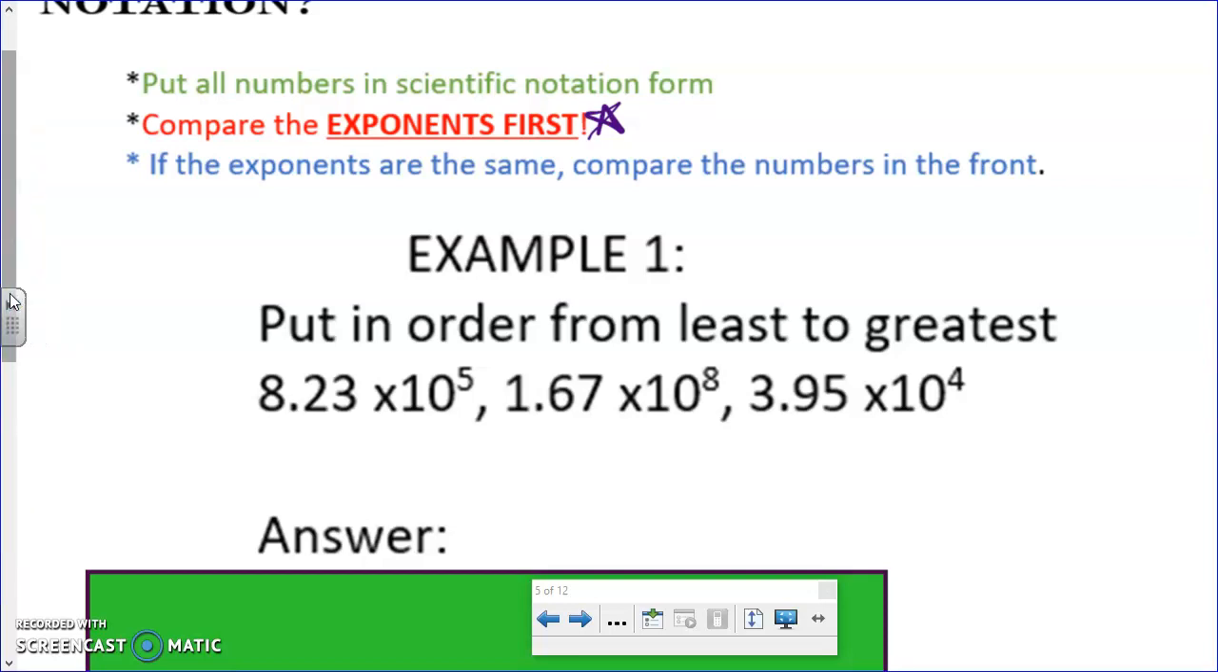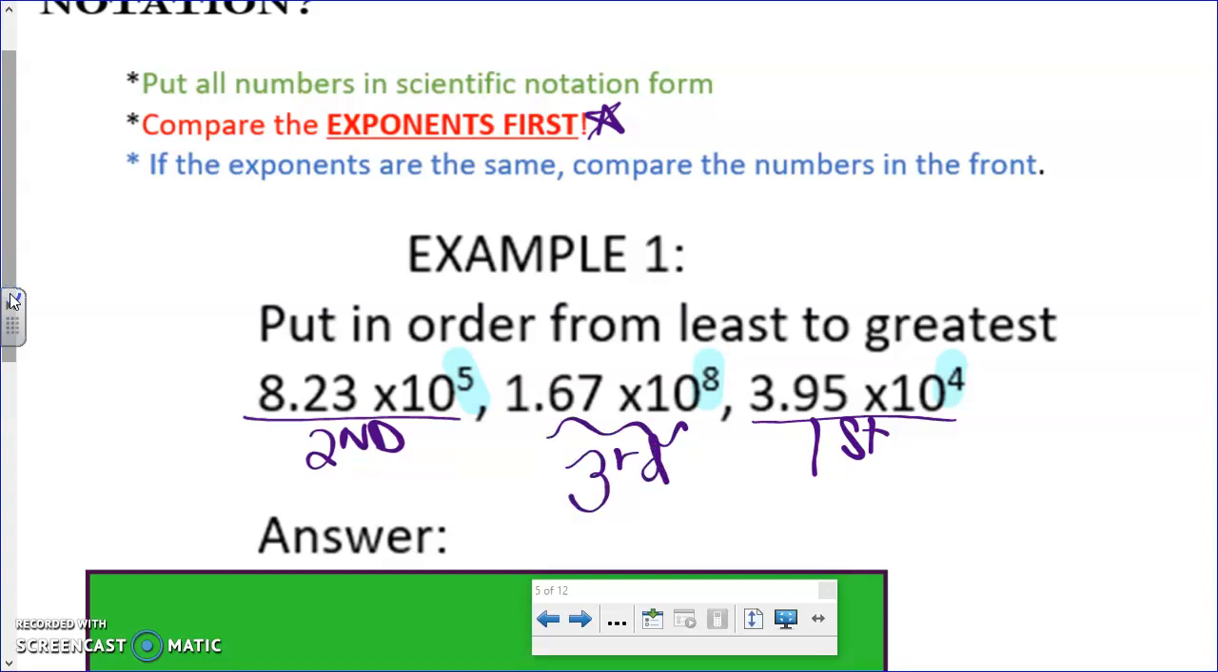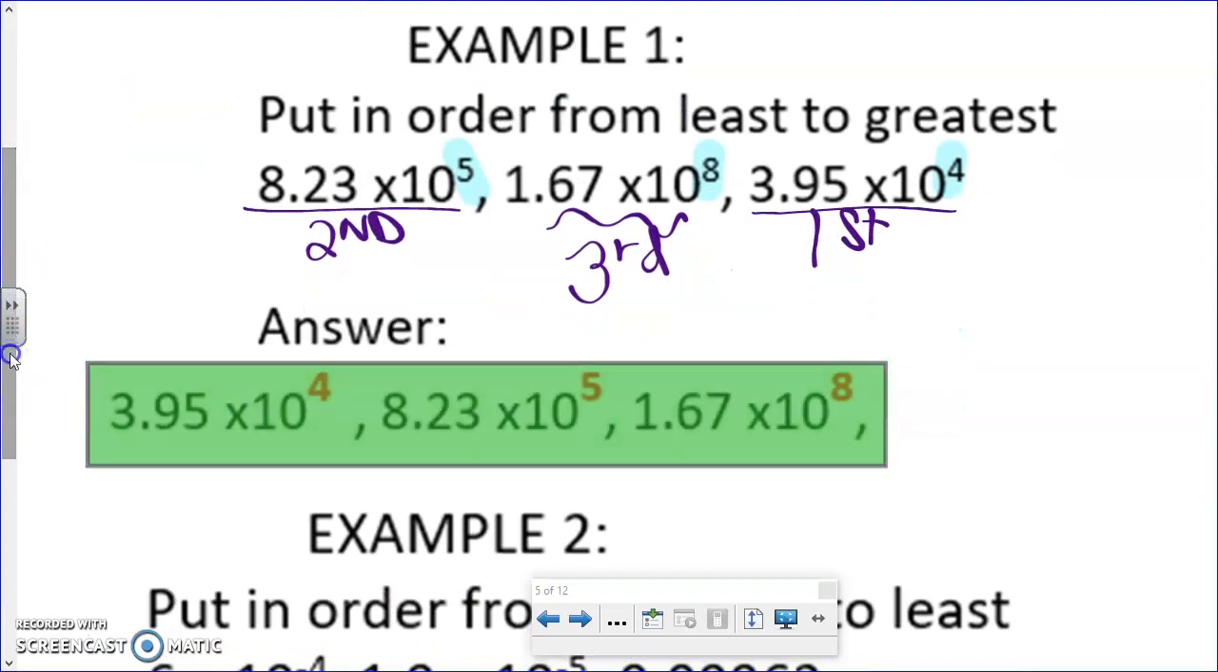With example number 1, the first thing I'm going to look at are the decimals. It says put it in order from least to greatest. So I have a 5 as an exponent, an 8 as an exponent, and a 4 as an exponent. So we need to figure out which one is the smallest, and that would be the 4, which is right here. So that's going to be first. Then we're going to put the 8.23 times 10 to the 5 second. And then finally, the one with the 8 is going to be third. So your answer should look like this.